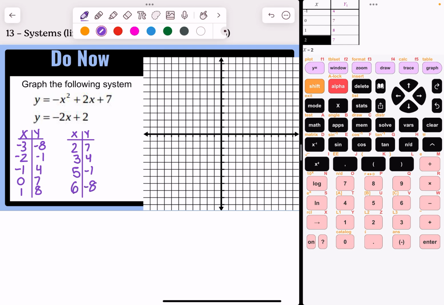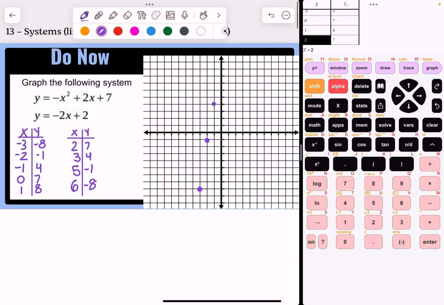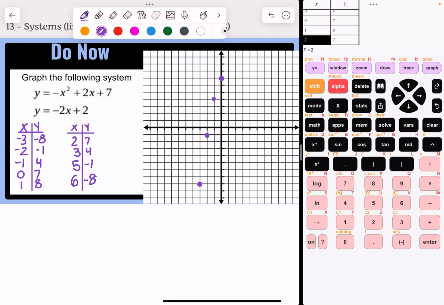All right, let's go ahead and graph this. -3, -8: 1, 2, 3, and down 8. Then -2, -1, -1, 4, 0, 7, 1, 8, 2, 7, 3, 4, 4, -1, and 5, -8.